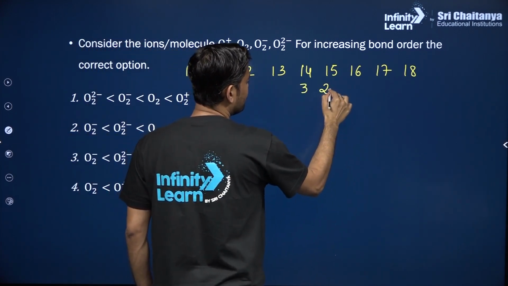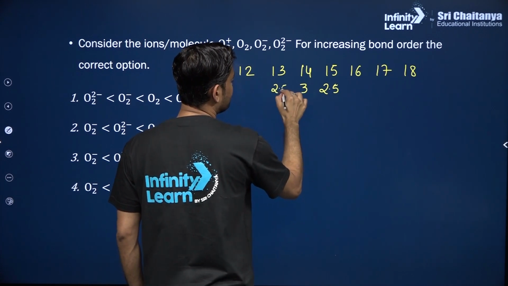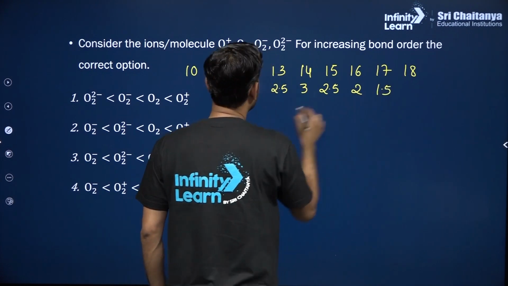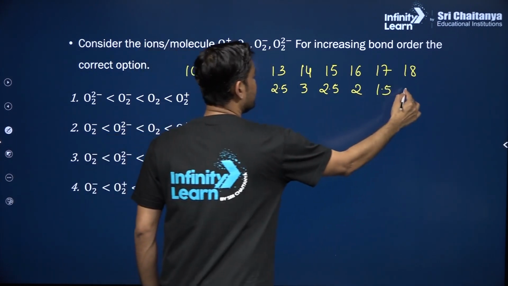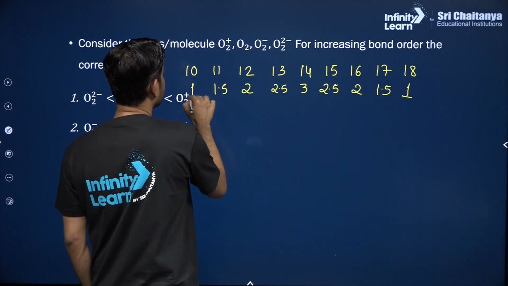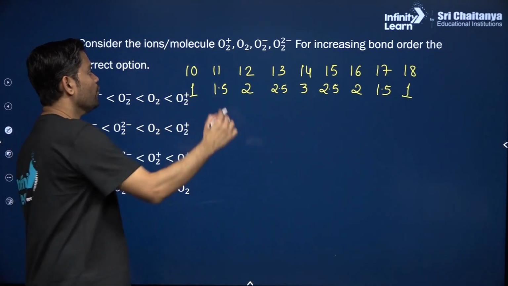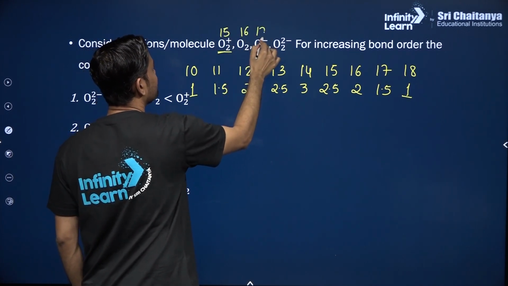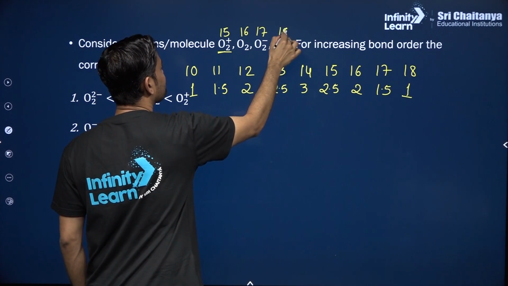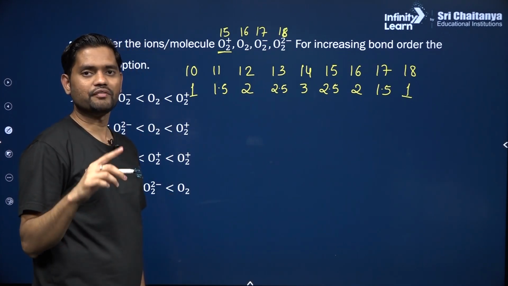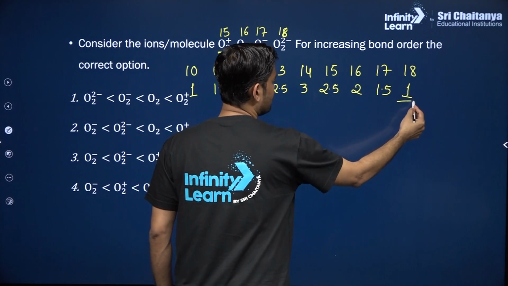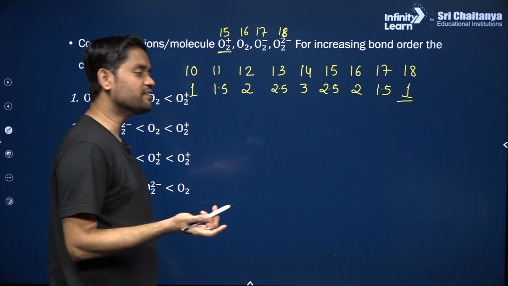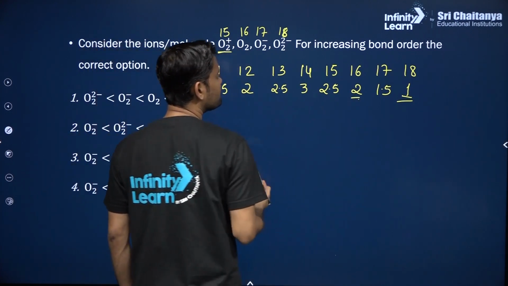Then decrease by 0.5. Again decrease by 0.5. Again decrease by 0.5. So that's how you can remember. O2 plus is 15 electrons, 16 electrons, 17 electrons and 18 electrons. 18 electrons is present in fluorine, so it will have a single bond. O2, that is oxygen, consists of how much? 16 electrons, that is 8 plus 8 is 16. So bond order is 2 and hence that's the right answer.